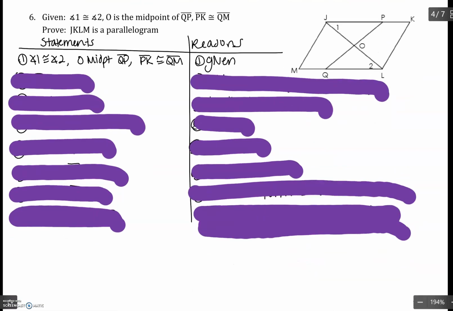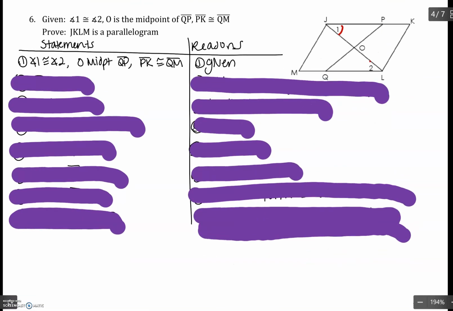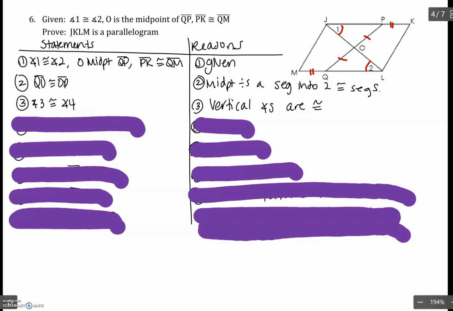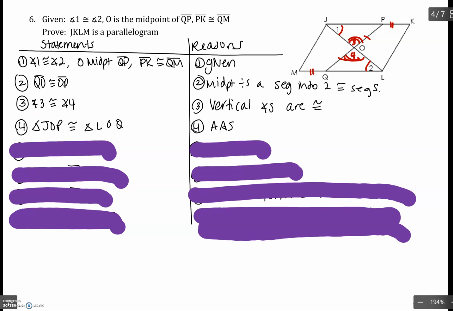Last one, number 6. We have angle 1 congruent to angle 2. The triangles are kind of obvious here. And O is the midpoint of QP. So I'm going to use that first. If O is the midpoint of QP, it divides into QO congruent to OP. And then we are also told PK is congruent to MQ. Kind of random. Doesn't help me with my triangles. But I do see that I happen to have vertical angles here. So I'm going to put a 3 and 4 in there and say my vertical angles are congruent. Now I have angle side and my triangles can be congruent.